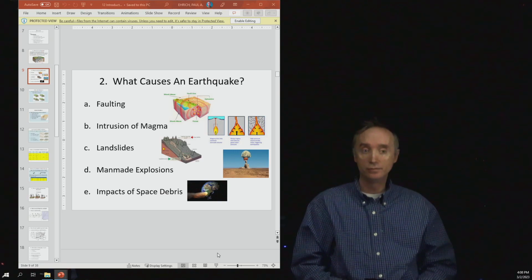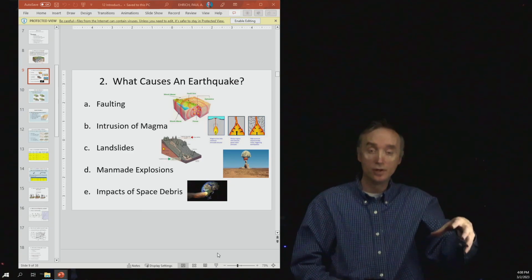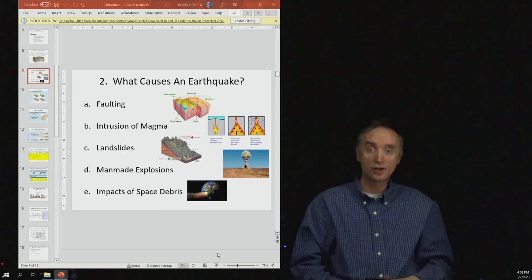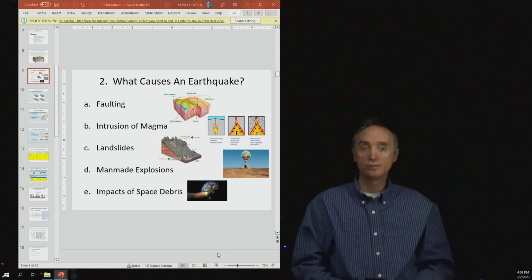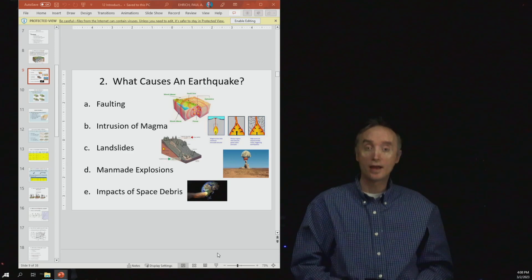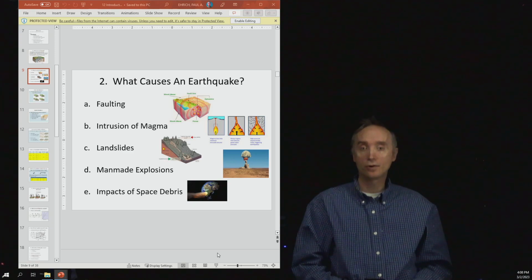A landslide, if you have a large amount of rock or soil that goes down, could also generate a miniature earthquake. Then there are man-made explosions. We used the earthquake waves generated from nuclear explosions by the Soviets in order to figure out how big their bombs were. And you could also generate an earthquake whenever the Earth gets smacked by a comet or an asteroid.